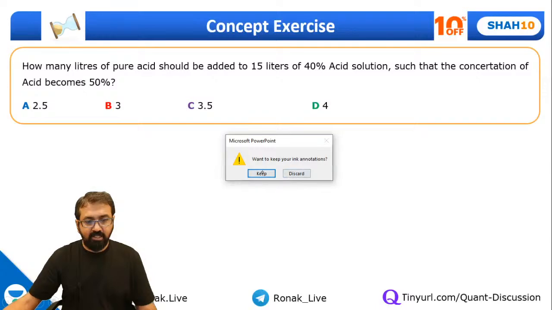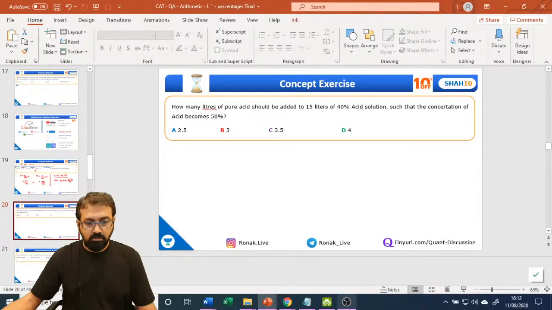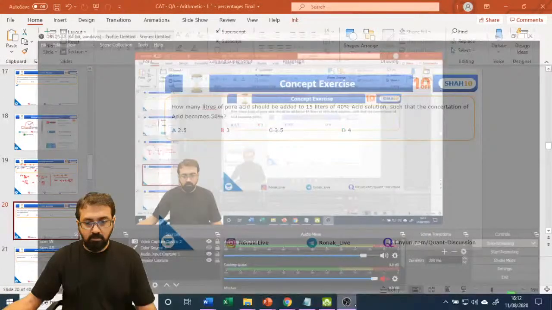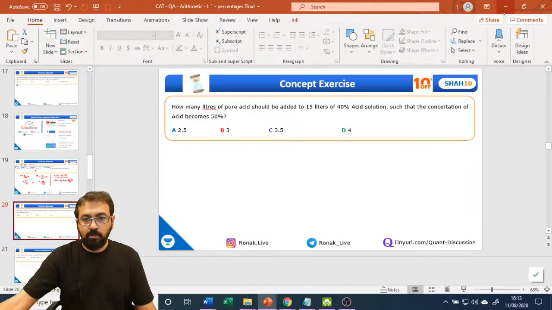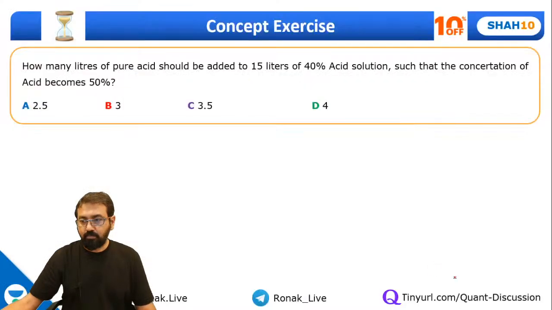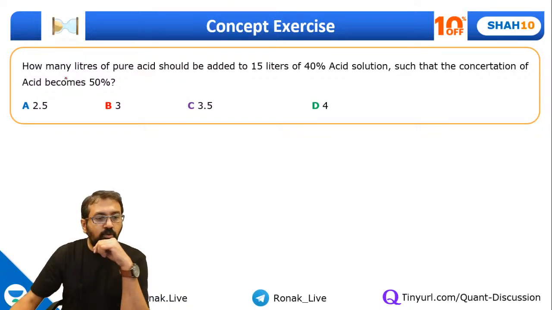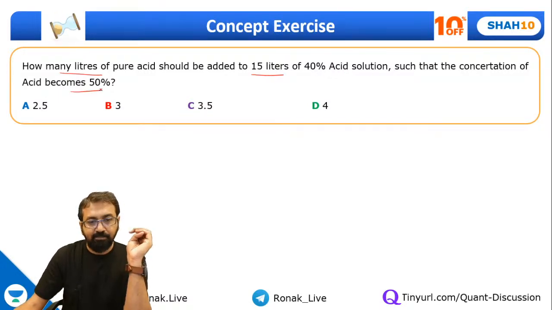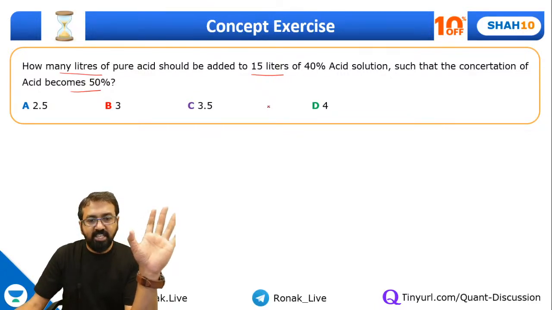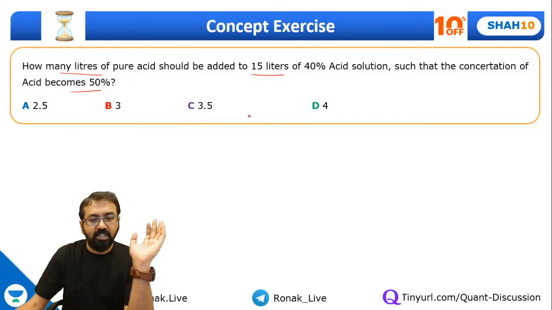Okay, so how many liters of pure acid should be added to 15 liters of 40% acid solution such that the concentration of acid becomes 50%? Okay, now it will be better, guys. I have checked that connection, so now everything should be fine.